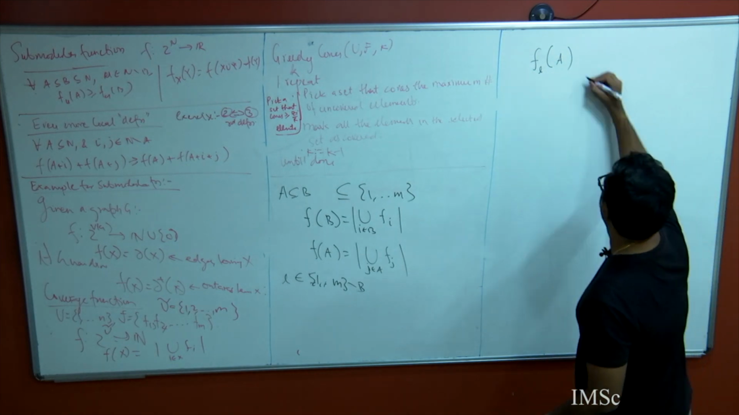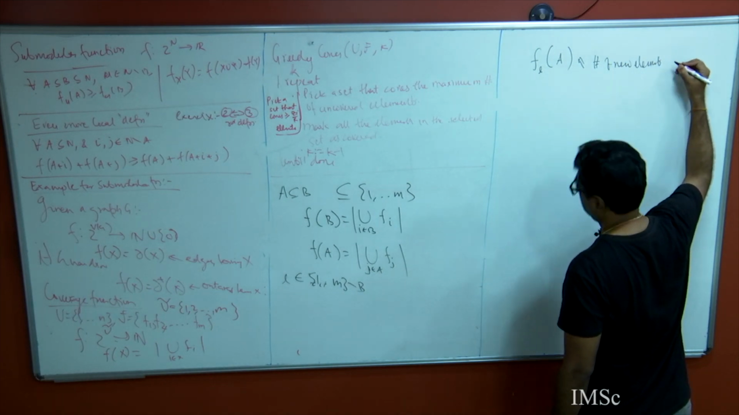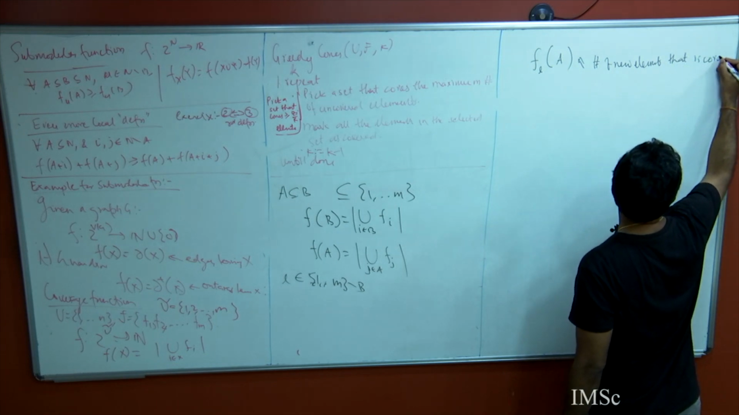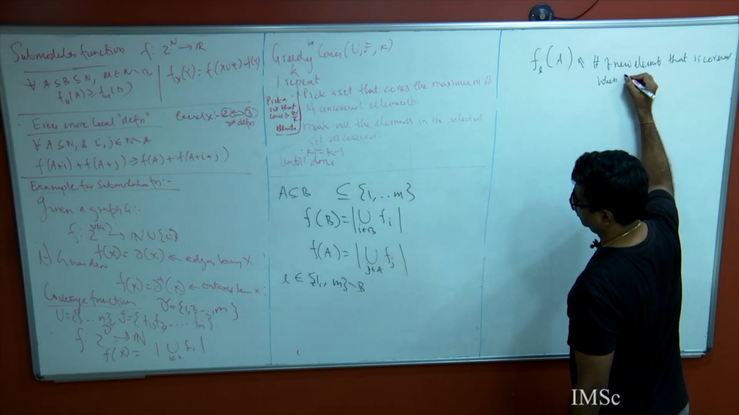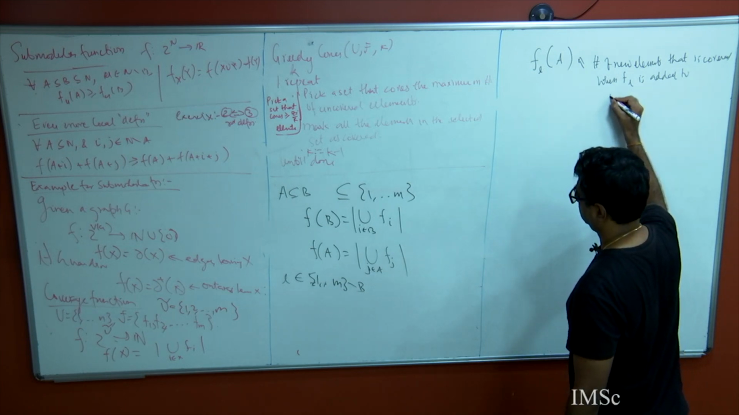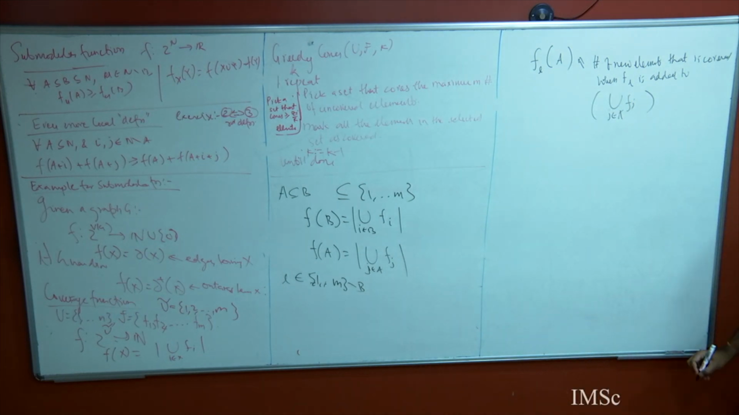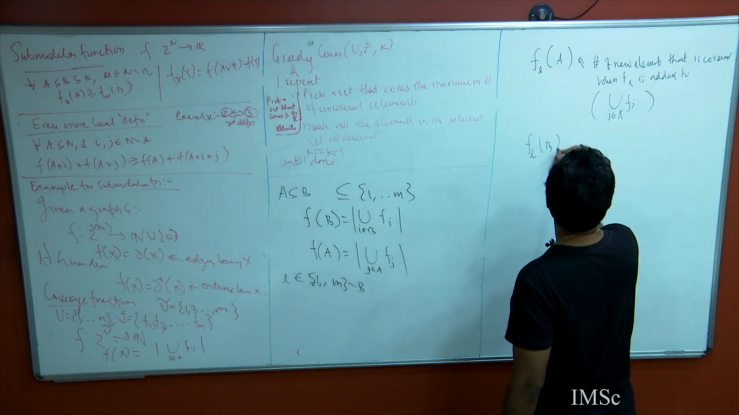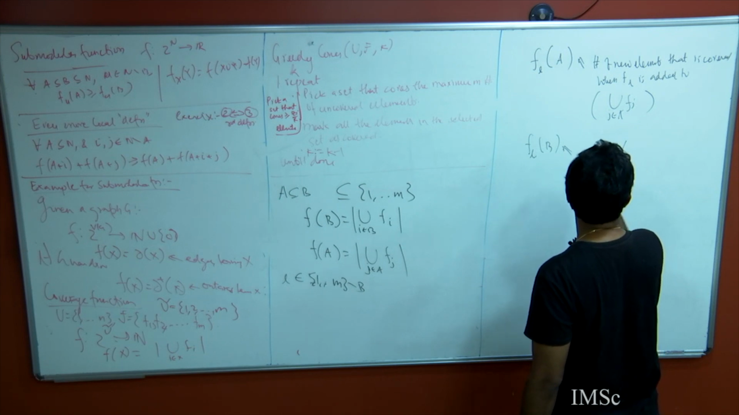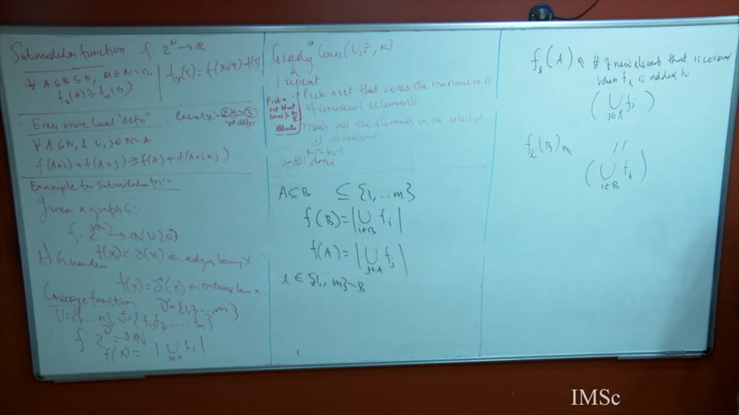It basically tells us the number of new elements that are covered when f_L is added to the union over A. This is what it means, right? And what does f_L of B tell us? The same thing, when f_L is added to the union of f_i for i in B. But let's look at the elements which are covered with respect to A. These are the new set of elements which are covered.